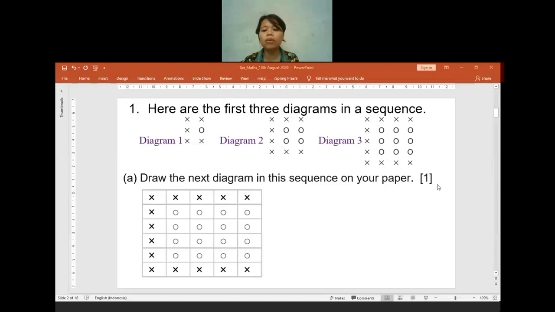Okay, then is there anyone having any question regarding question one? No question for question 1A. Okay, no one asked me anything, so I think no one has any question. So I will move to question 1B.